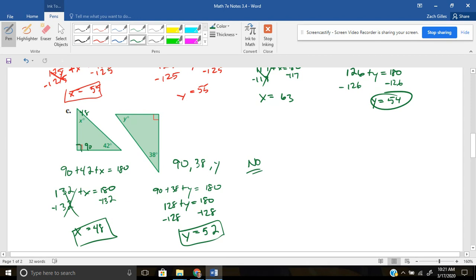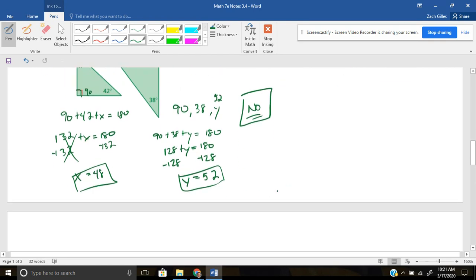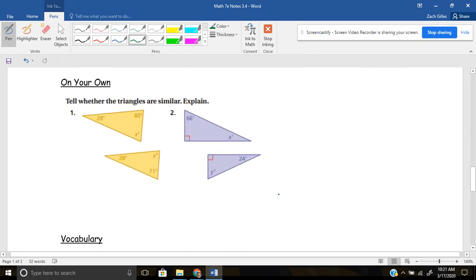So my angle measures on this triangle would be 52, 38, 90, whereas this one was 90, 42, and 48. So they are close to being similar, but their angle measures are not congruent. They do not have two pairs of congruent angles, so they are not similar. All right, go ahead and pause the video now to try 1 and 2 on your own and see how that goes.